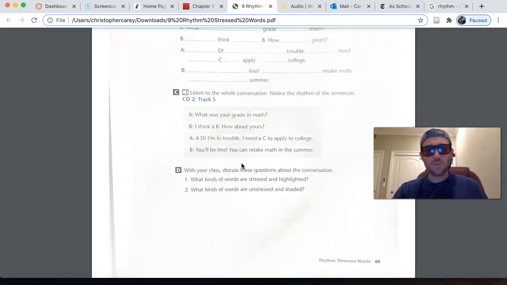And notice the rhythm of these sentences. Notice which words carry stress, that are pronounced more high, and the words that are weak or unstressed. Do you see a pattern at all in terms of what kind of words, what parts of speech carry stress, and which words do not? We'll read this to you together, and you can listen to it in CD2 track 5.